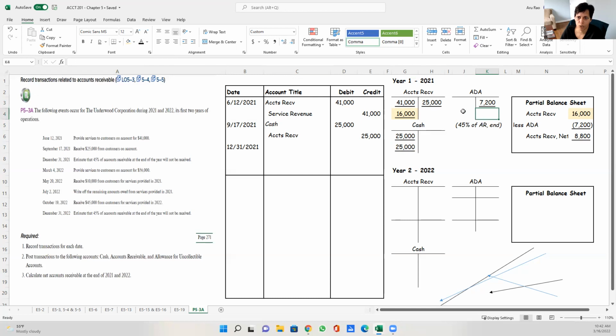Okay, the 7,200. So what I need to do is a journal entry. Bad debt expense debit, allowance for doubtful accounts credit, and that's going to be 7,200, and that is going to be the balance in my account. So it's just this number. This is what I have, 7,200.